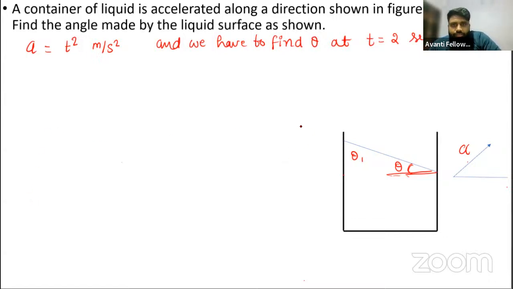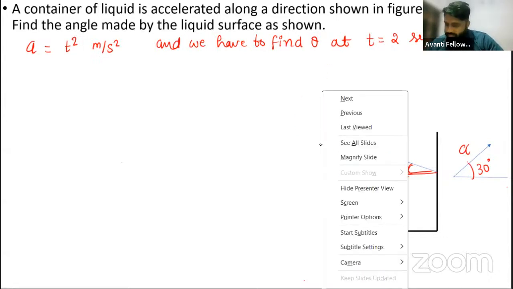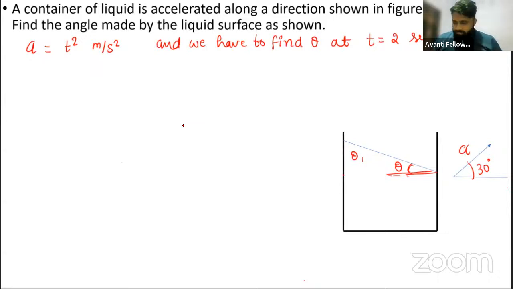Now for t is equals to 2, you need to put the value of time t is equals to 2 in this expression. Then you will have the value of acceleration at that time. Then you resolve it into two components. The angle is same, 30 here. Okay. Try to find out the answer. Just give me 10 seconds.